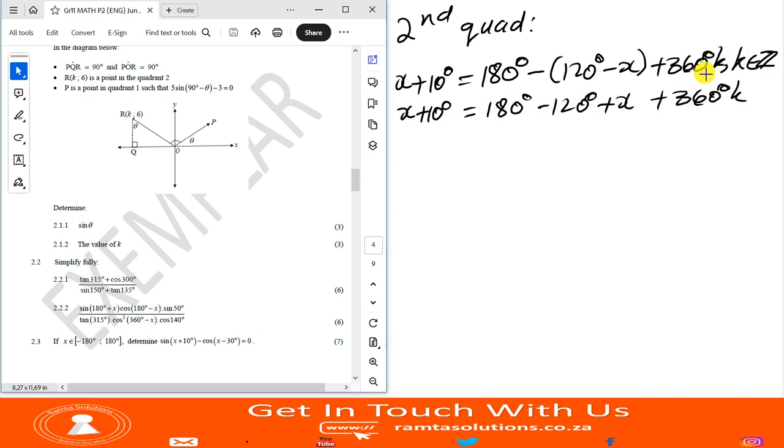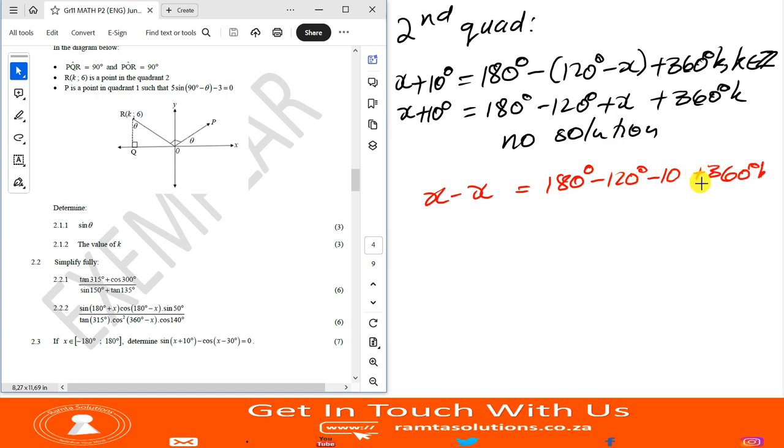So this is x plus 10 equals 180 degrees minus 120 degrees plus x plus 360 degrees k. Guys, this one has no solution, but I'm going to show you why I'm saying no solution. You will have x minus x equals 180 degrees minus 120 degrees minus 10 plus 360 degrees k. What is this? 0. You cannot say 0 is equal to this thing. Sorry, this is minus 130.